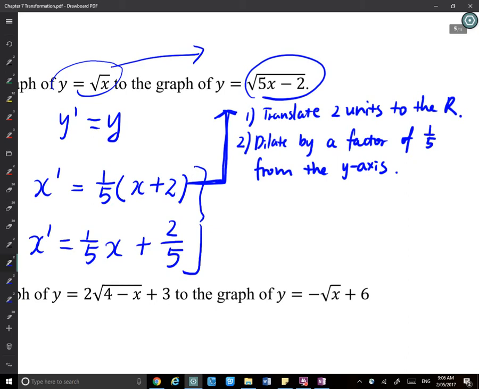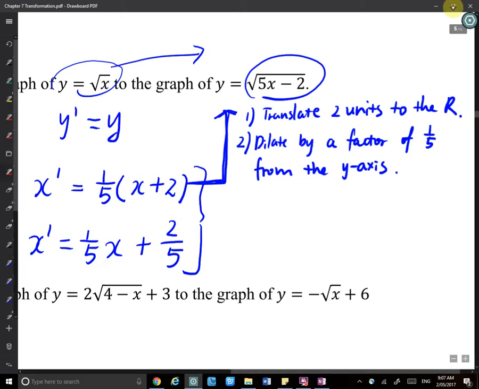So this is a correct answer. If you write that in the exam, nothing wrong with it. But if you prefer DRT order, you will expand the bracket because in this notation, you will calculate 1/5x first and then plus 2/5. So what can you write from this one?